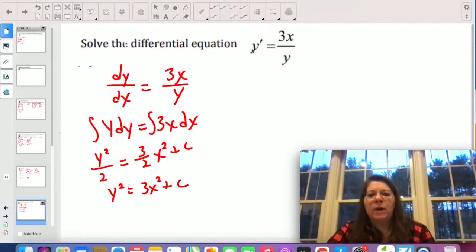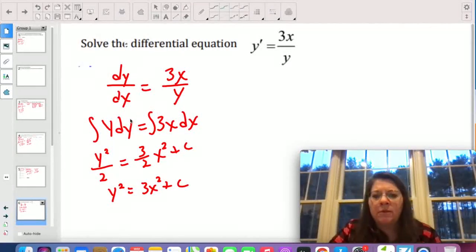So I replaced y prime with dy over dx, then I separated the variables, leaving me with y dy equals 3x dx. So you're not always going to have a natural log situation. Most of them that we've had so far did have a natural log, but this one does not. I want to make sure you understand the difference between those.